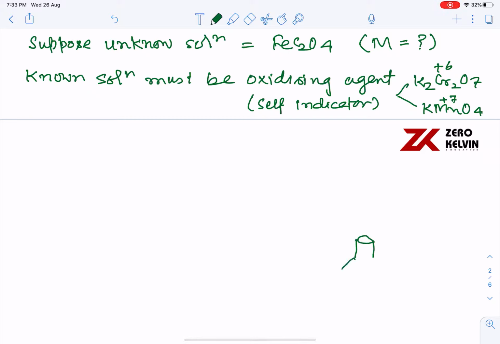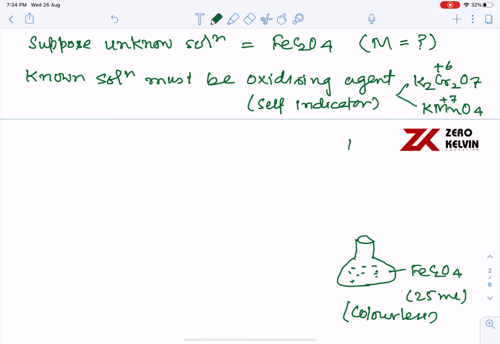So suppose I am taking this ferrous oxalate in the conical flask. Suppose this is the conical flask, and in this conical flask I am taking the unknown solution. This is the unknown solution FeC2O4. Right? Say 20 ml or 25 ml I have taken. This solution is colorless. Now I am taking a burette over here.